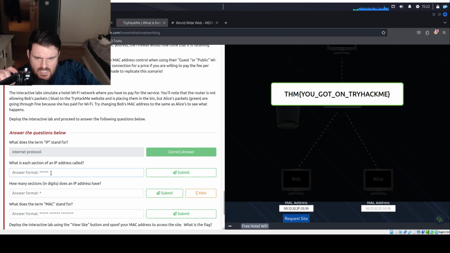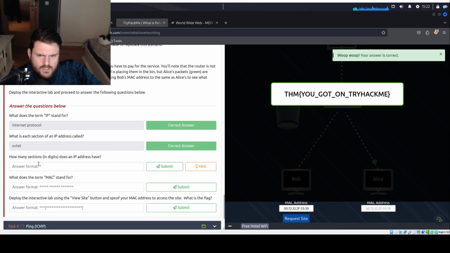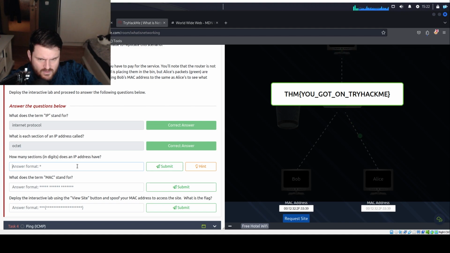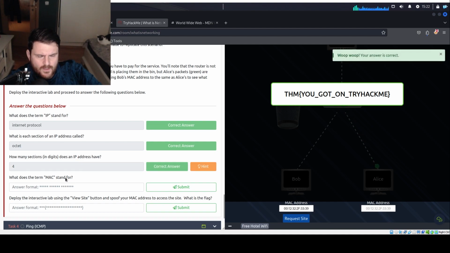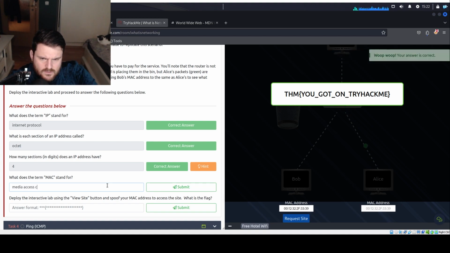What is each section of an IP address called? Octet. All right. How many sections in digits does an IP address have? 4. What does the term MAC stand for? Media Access Control.